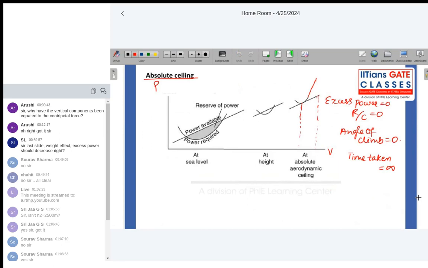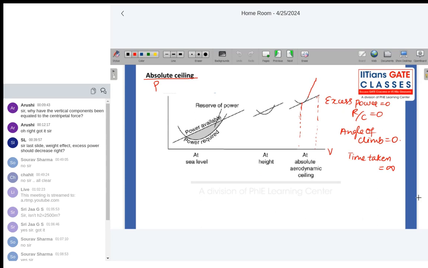So time taken to achieve this altitude is infinite. So it is not possible to achieve this altitude at any given time. So they have defined the practically possible maximum altitude to which the aircraft can climb. For example, if you are 5 feet, you can possibly jump a little more, 1 foot or 1.5 feet more, not more than that. Correct.